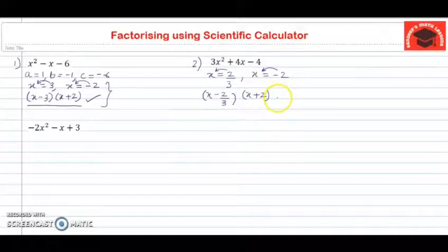Now many students leave at this stage. Now try to understand that this factorization is still not complete, because if you multiply the brackets out, x times x should give you x squared, but what you need is 3x squared, isn't it? You need 3x squared. So one more step is needed in this case. You need to take this 3 and put it over here in front of x, that is 3x minus 2 times x plus 2.